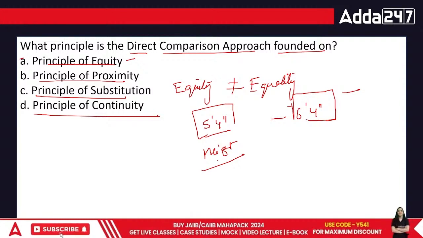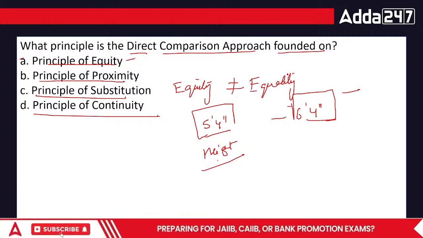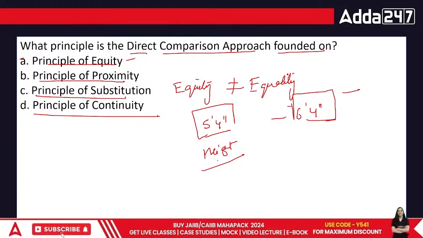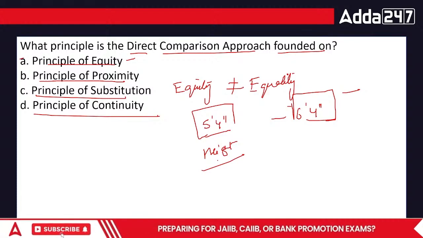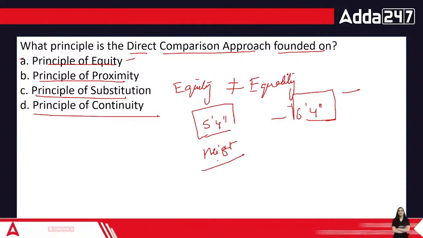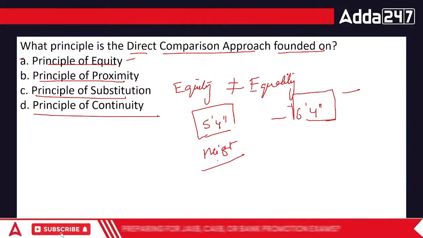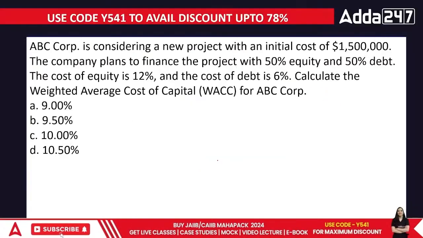Principle of proximity. Proximity is what? Approximate. We don't know the actual thing. That is principle of proximity. Then principle of substitution. Substitution means what, everyone? Substitution means one thing replaced by another. And then is principle of continuity. When we talk about direct comparison approach, the point that can be taken here is principle of substitution. One thing being substituted by the other. Principle of substitution is the answer.